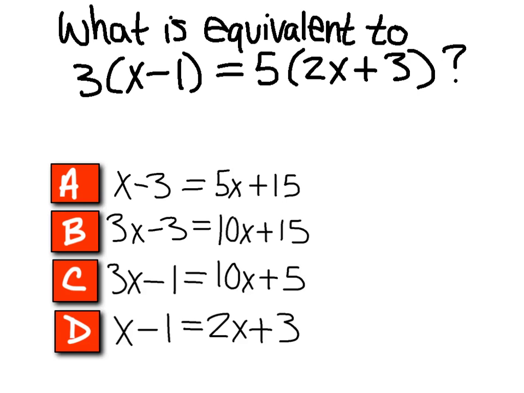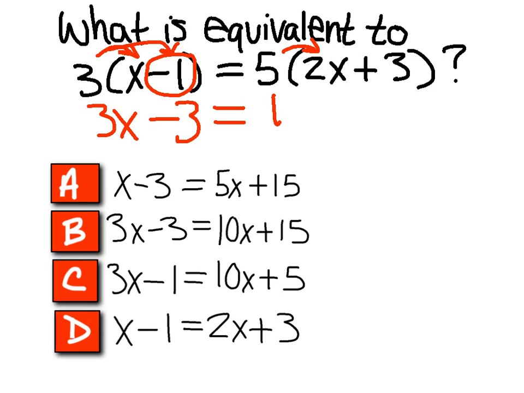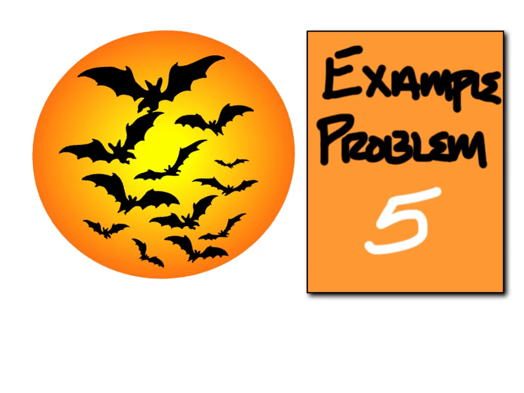Alright, for the OGT problem, we need to distribute here. So 3 times x is 3x. 3 times a negative 1 is negative 3. On the right side, 5 times 2x is 10x. And 5 times 3 is positive 15. So the answer is B.